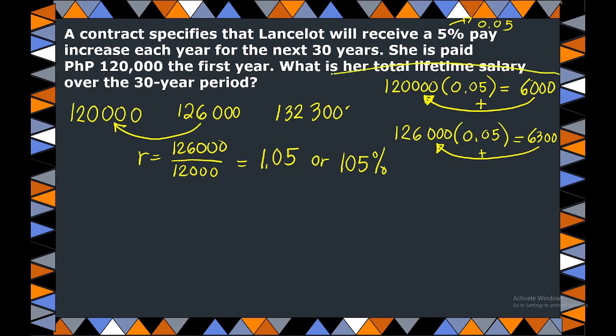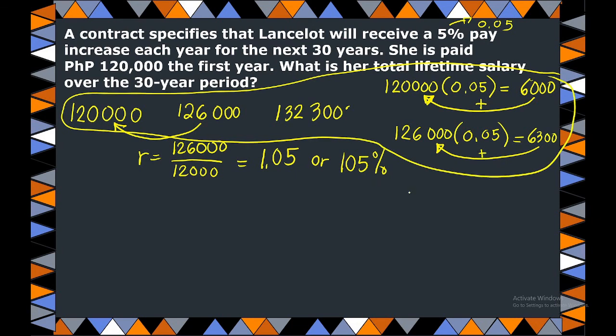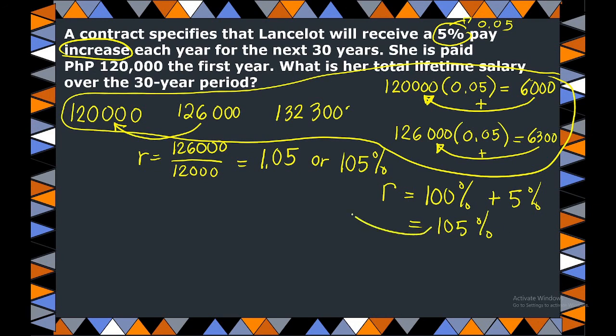Now, here's my question. Without showing this one, how will you get 105%? So, it's so simple. A while ago, we subtracted 100% by the given percent. This time, because of the word increase, I will now add 100% plus 5%. That's why we will be getting 105% for that, which is written as 1.05.